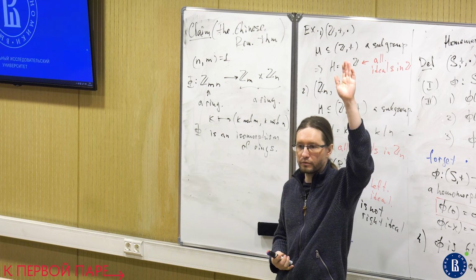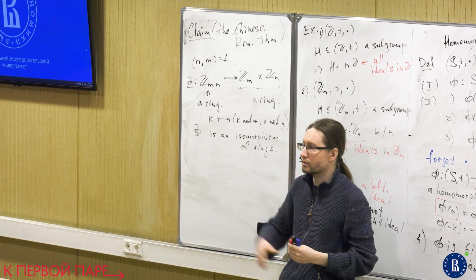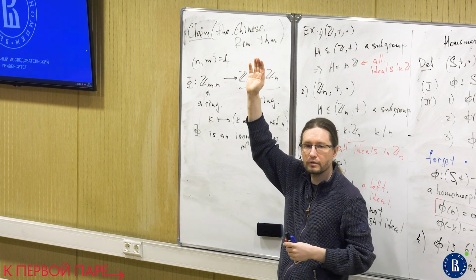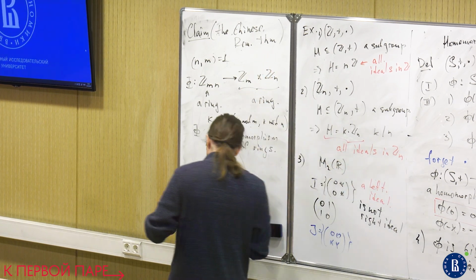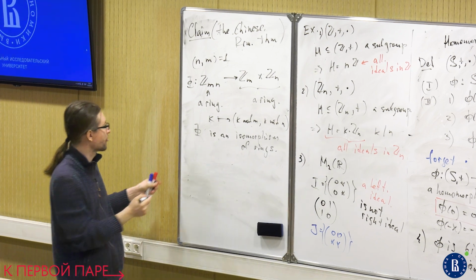Who was able to follow the proof? Are there any questions regarding the proof, or should I repeat at least something? Okay, good. So this is the Chinese remainder theorem for rings.